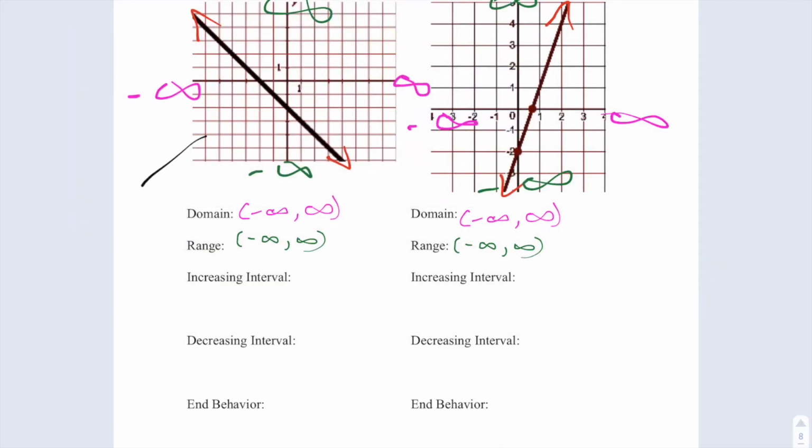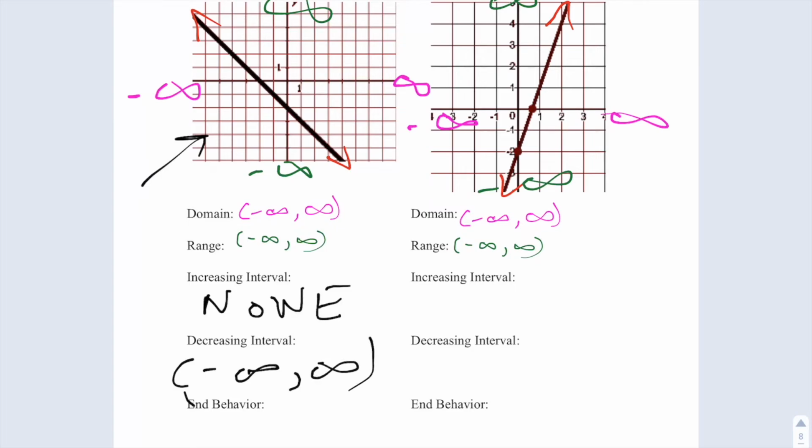Now let's talk about our increasing and decreasing intervals. This first graph, the line is slanting downward left to right. So that means there is no increasing interval, so we write none. And then the decreasing interval is the entire line, the entire time. Remember, intervals deal with the x values, so they're kind of like the domain. So the entire domain is in the decreasing interval, which is negative infinity to infinity.